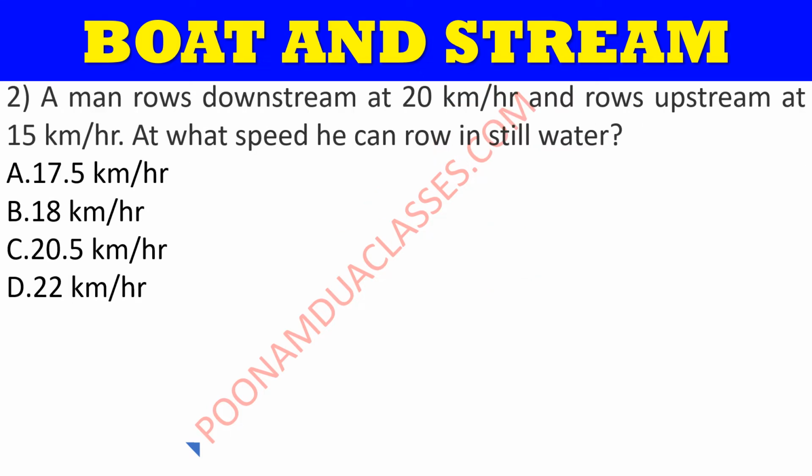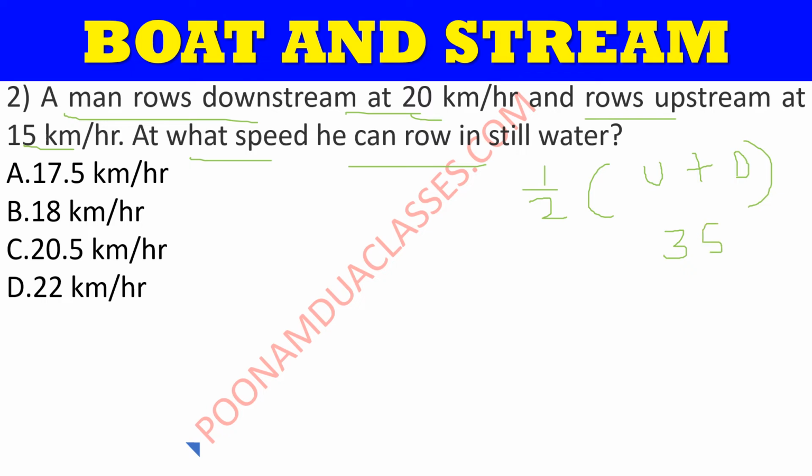Now here we will apply the formula which we just learned. A man rows downstream at 20 km per hour and rows upstream at 15 km per hour. At what speed he can row in still water? So still water की speed निकालने के लिए हमारे पास क्या formula था? Half of the speed of upstream plus speed of downstream. So we'll just add both of these speeds, 20 plus 15, and we will get 35. 35 divided by 2 will give us the answer 17.5.